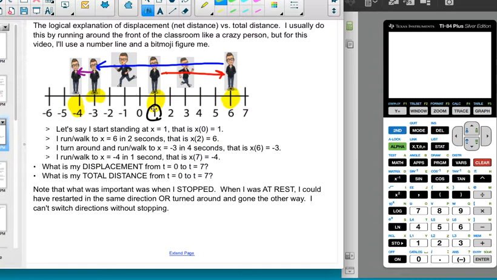So I started here, I moved to here, then I moved to here, then I moved to here. Okay, so let's see that I got all of them. 1, 6, -3. There we go. Okay. So what is my total displacement from t is 0 to 7?